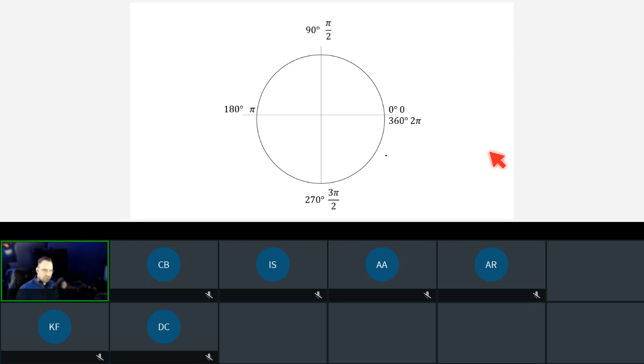Something to note, if a problem ever has pi in it, like when we start doing cosine and sine, kind of getting ahead of myself here, whenever you see pi, it is a given they're talking about radians. You'll never have a pi degrees. You'll never mix and match pi with degrees. Keep that in mind.